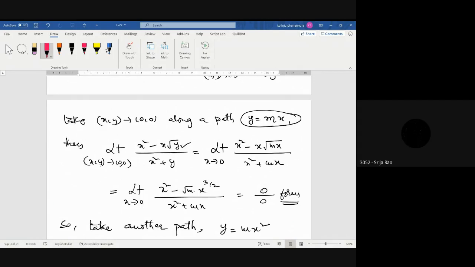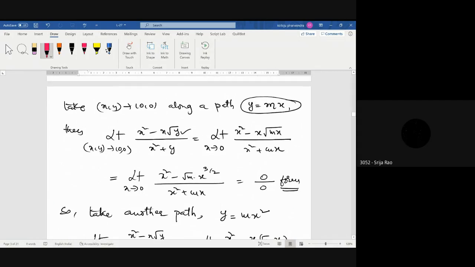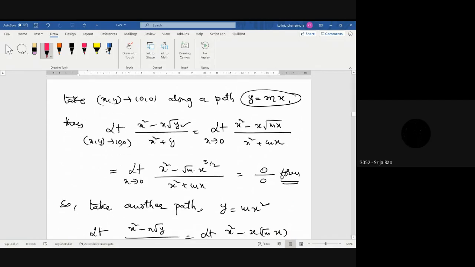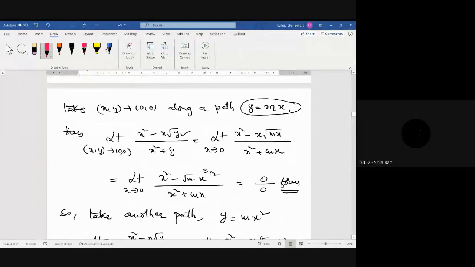Sir, if we divide by x squared, then we'll get 1 minus root of m by x, by 1 plus m by x. So if we substitute the limit, we will get 1. Then when x tends to 0, m by x means what? m by 0, infinity, no? Denominator part. You try, but you should not get an indeterminate form.